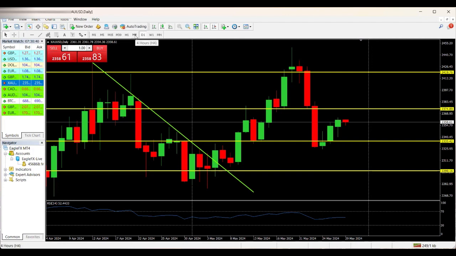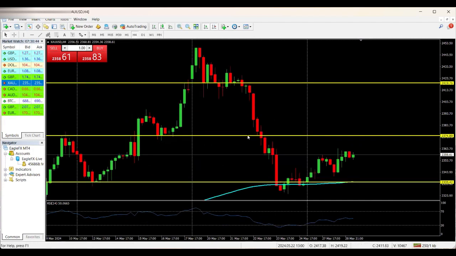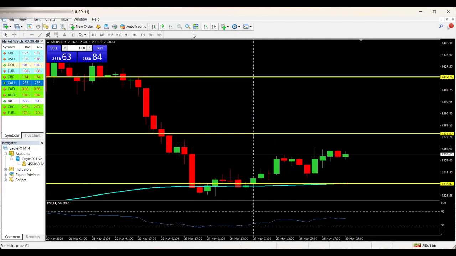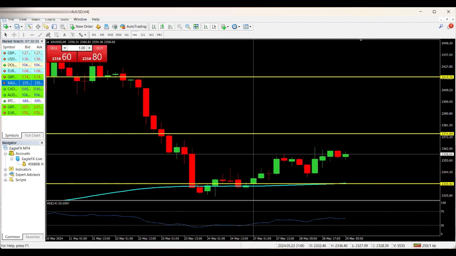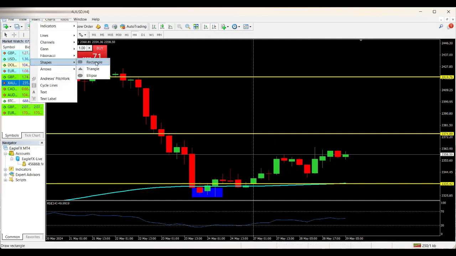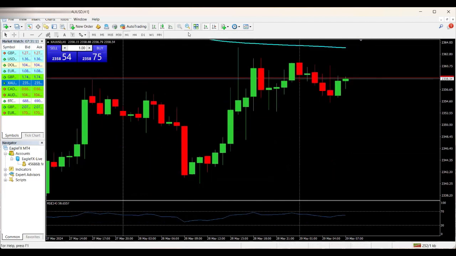So now I'm just going to scale down into the 4 hour time frame. That's where you guys should be looking for structure. All you have to do is go to insert, shapes, and grab your rectangle box. We have a low right here, and then the market went all the way up to give us a high right there. Let me drag this down a little bit. Actually, I'm going to go to the 1 hour so you guys can see it clearly.